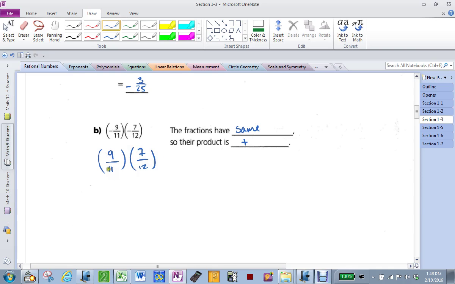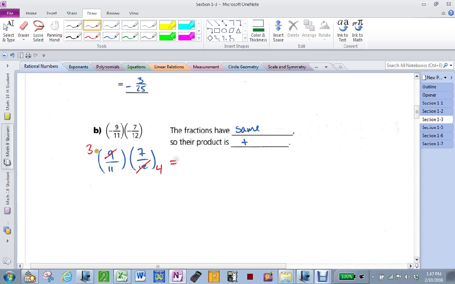Does 9 work with 11 or 12? Really? Yes? There's something that works with 12 and 9. What is it? Somebody said it. 3. How many 3s fit into 9? 3. How many 3s fit into 12? 4. Cool? Okay. Do 7 and 11 work together?